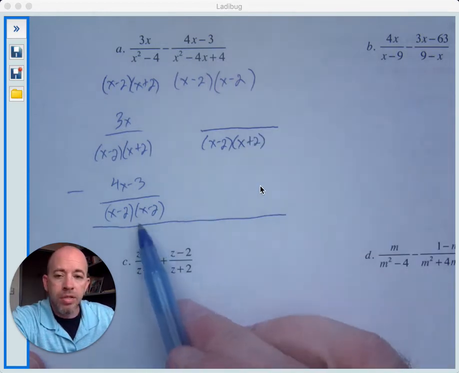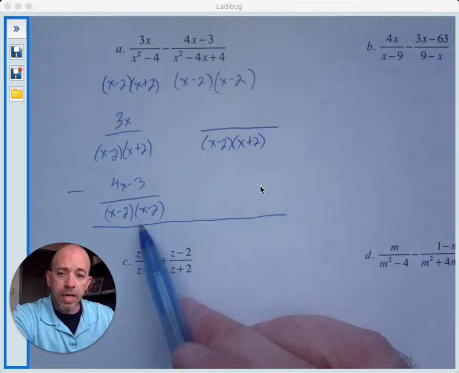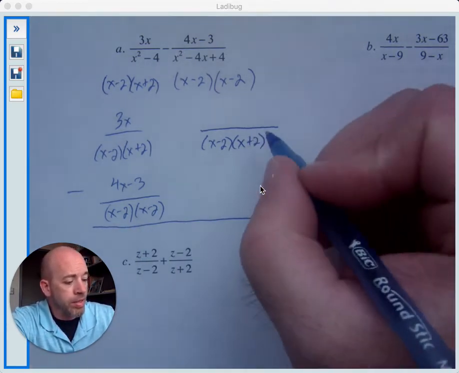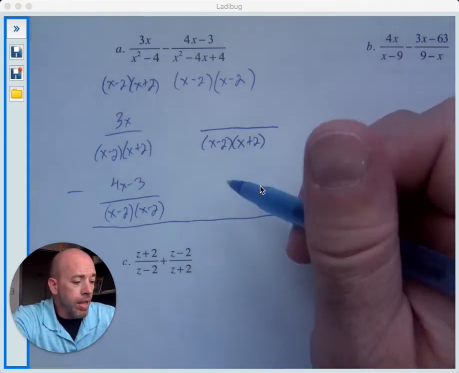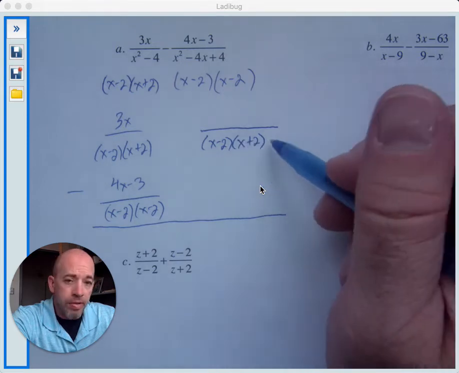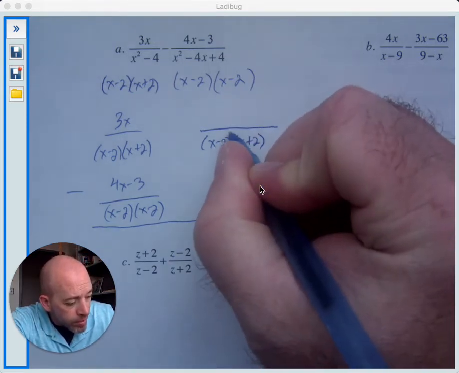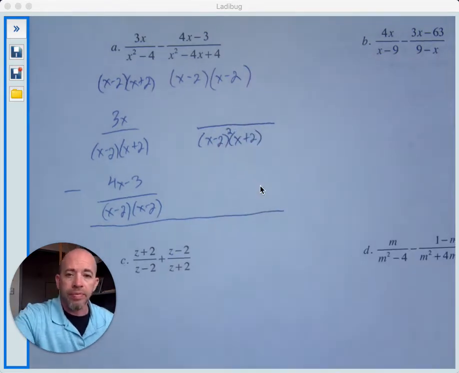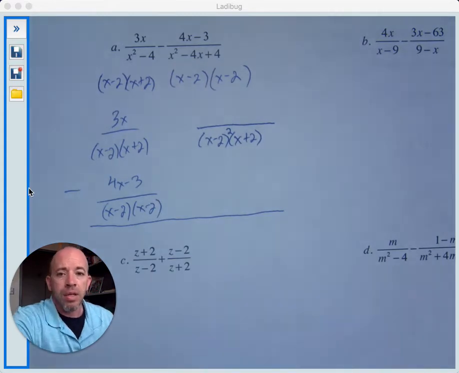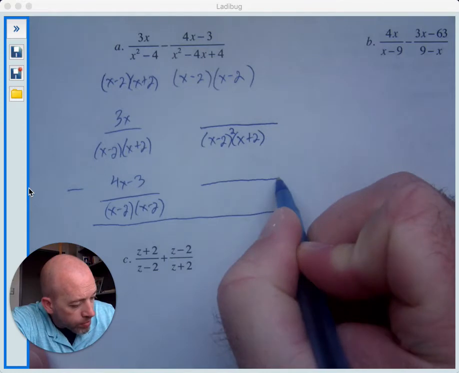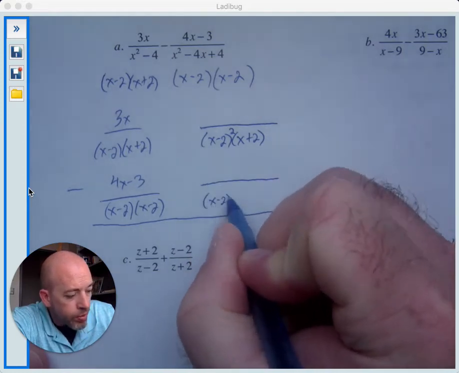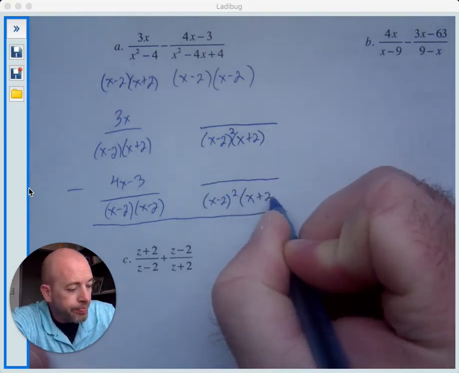But this one has two factors of x minus 2. So we actually need two factors of x minus 2 up here. There are two ways you can handle that. We could write another x minus 2, or I could just write x minus 2 squared, and that takes care of it, right? So let's do the same thing down here. We need an x minus 2 squared and an x plus 2.